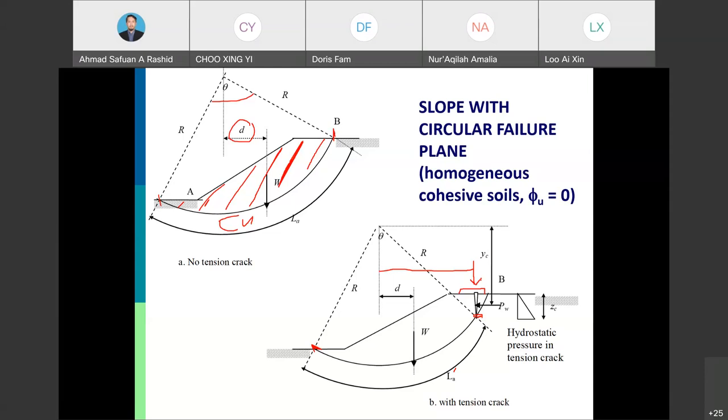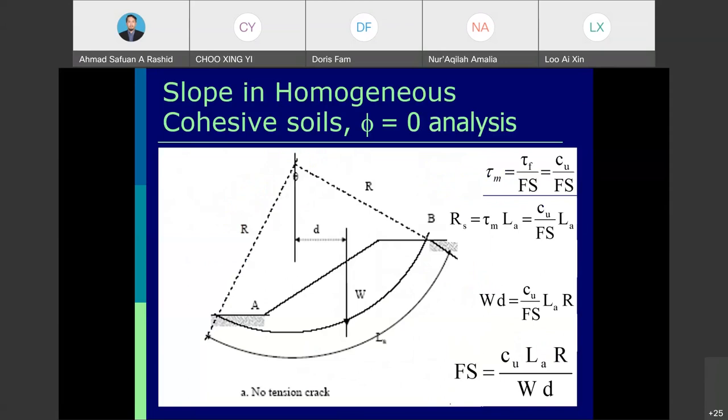So this is the equation for the case without tension crack. CU is the cohesion, LE is the length, and R is the radius. Let's say if we have two types of soil here with different CU values, CU1 and CU2, so we should know the theta value. Then we can get a different value of resisting moment due to the different soil properties.